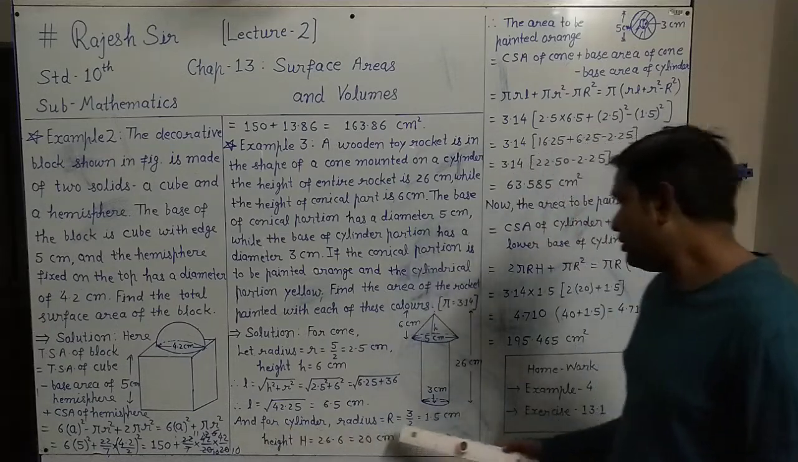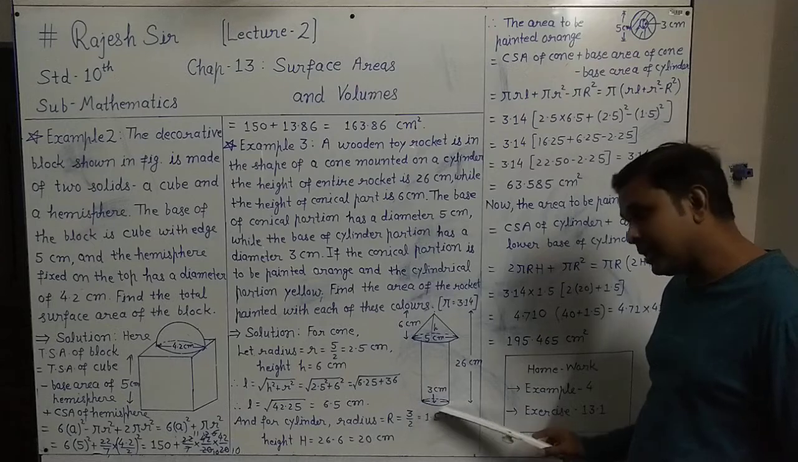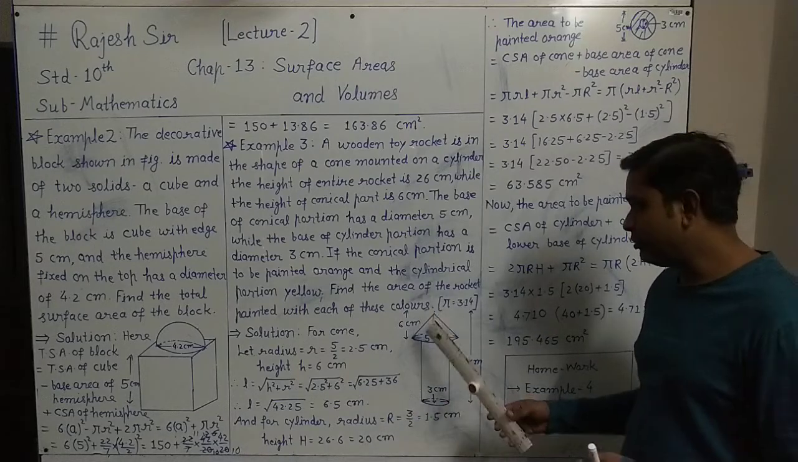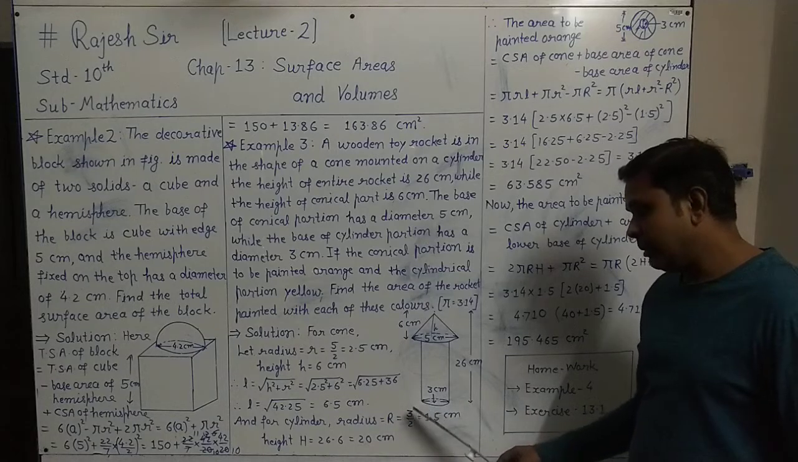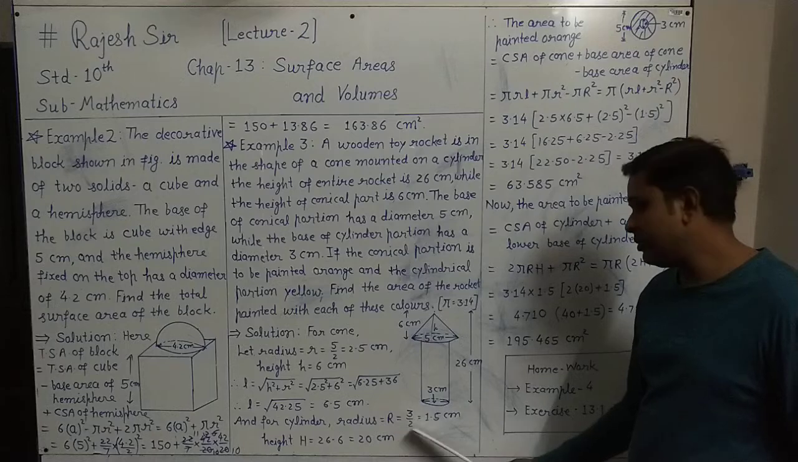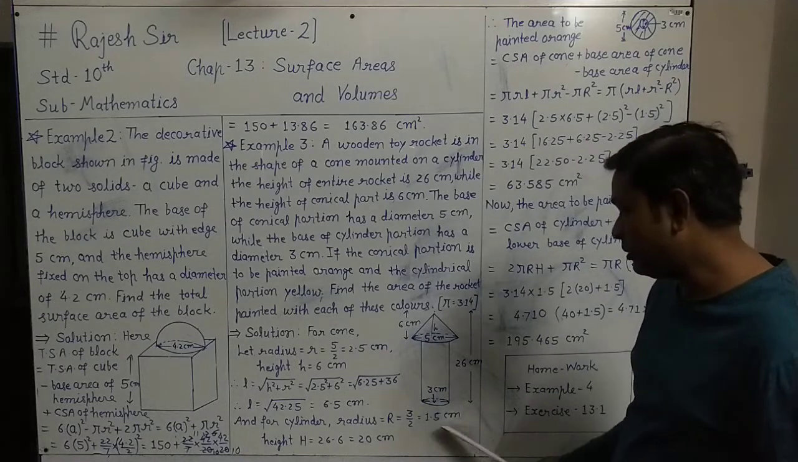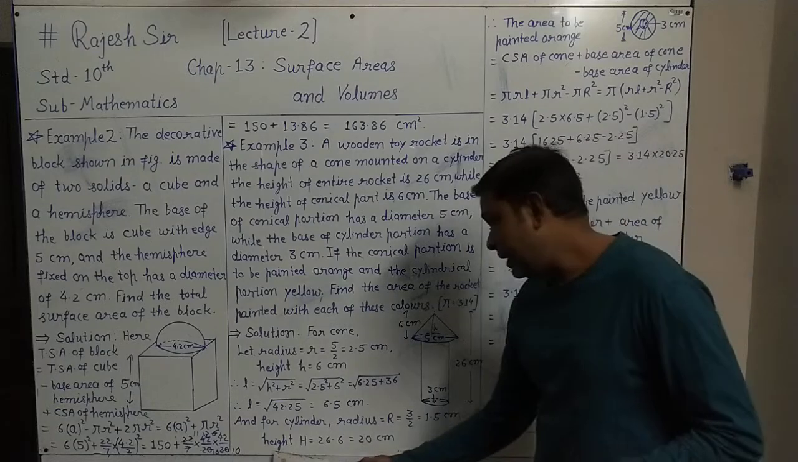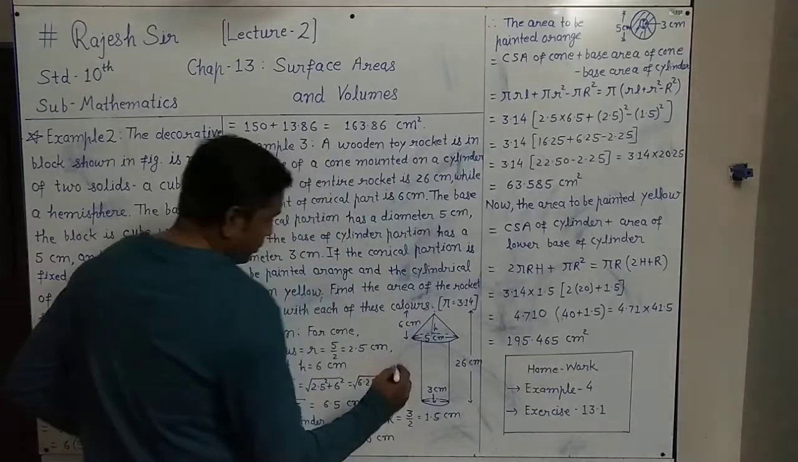And for the cylindrical part, the remaining part, the radius we will say as capital R to make it different from the radius of the cone. Capital R is half the diameter, and its diameter is 3. So 3 by 2 is 1.5 centimeter for the cylinder. The radius is 1.5, and the height of the cylinder is this portion.